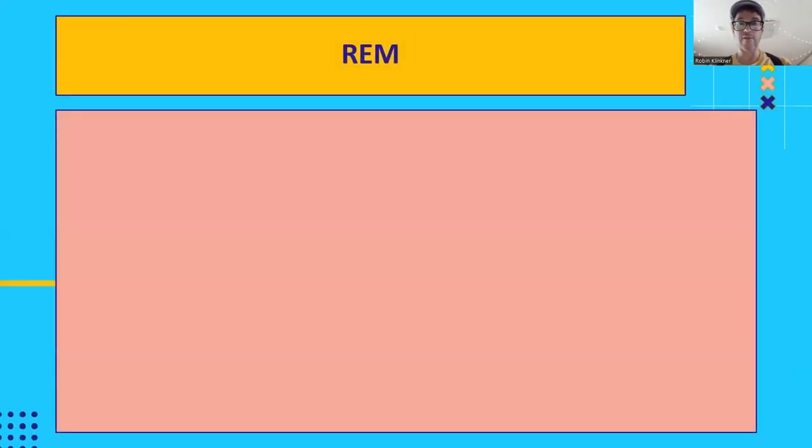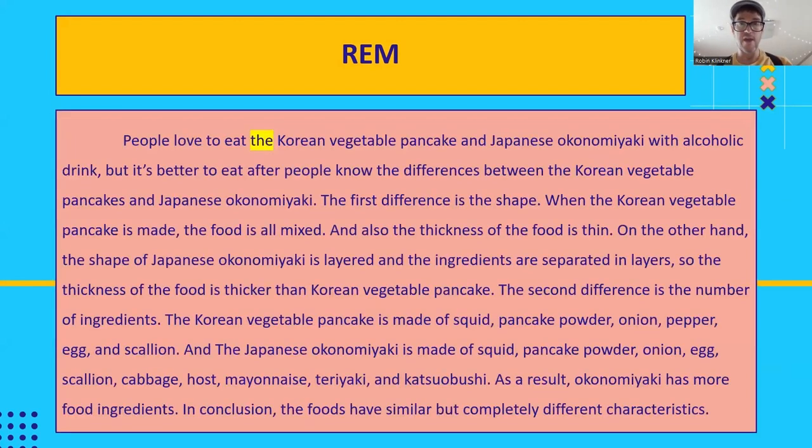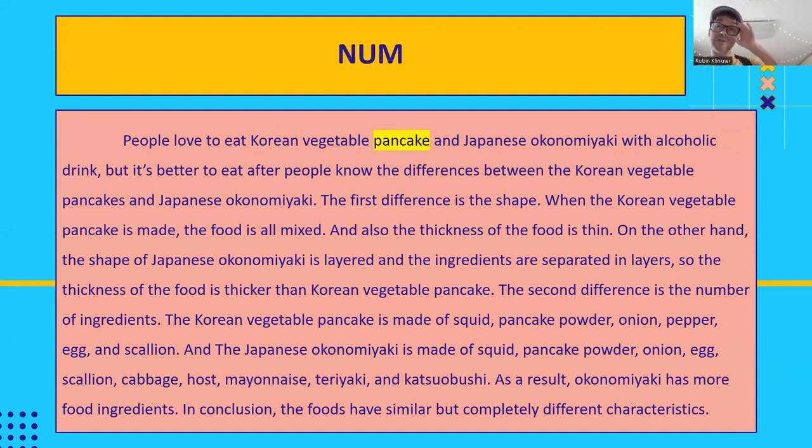Here's the paragraph. Now, REM is very simple, it just means remove. So remove whatever is highlighted. Here, we don't want an article, so we're just going to remove it. People love to eat Korean vegetable pancakes. In this case, it's much more natural to not use an article and use the plural version of the noun because we're talking about something in general.